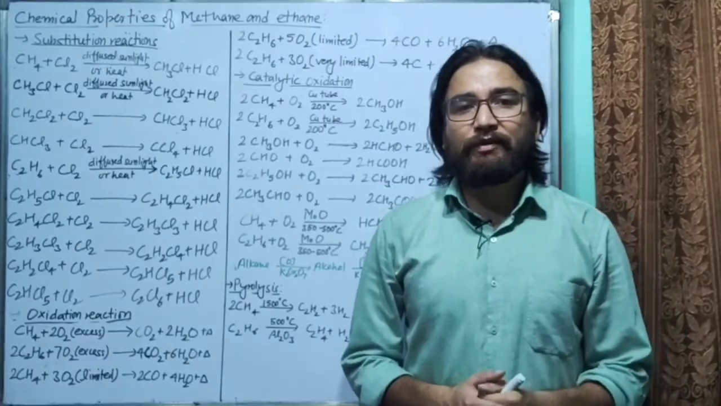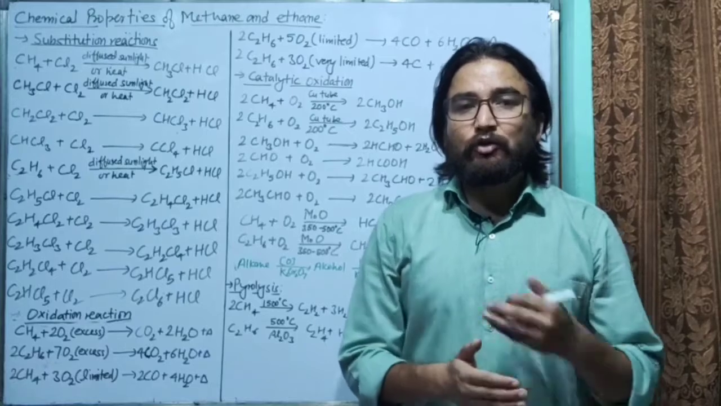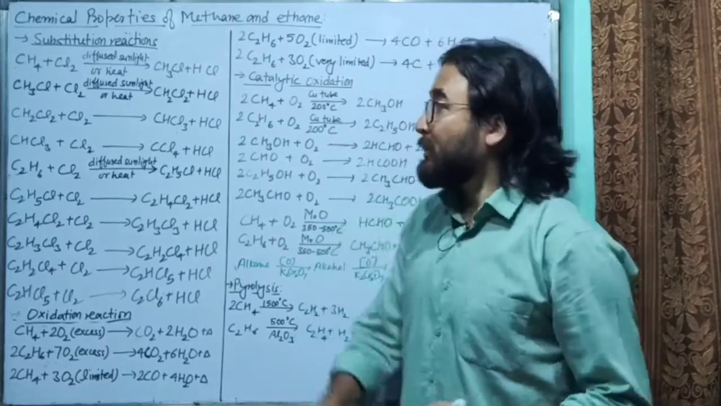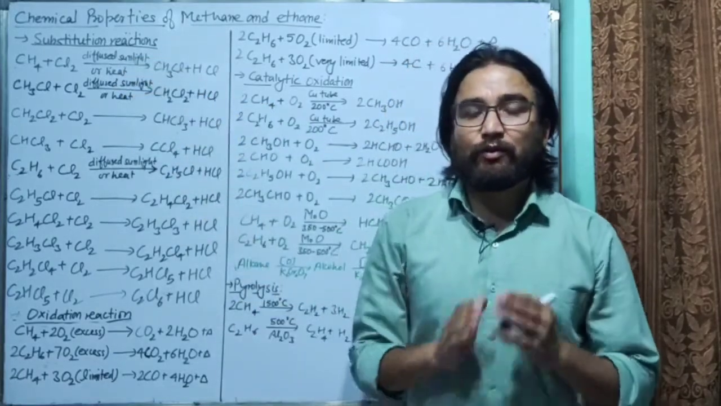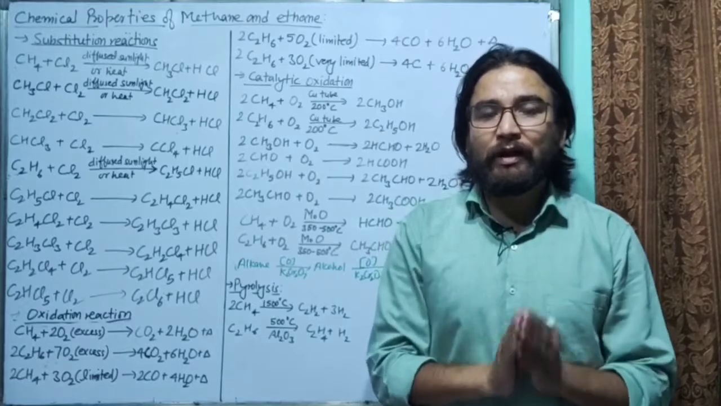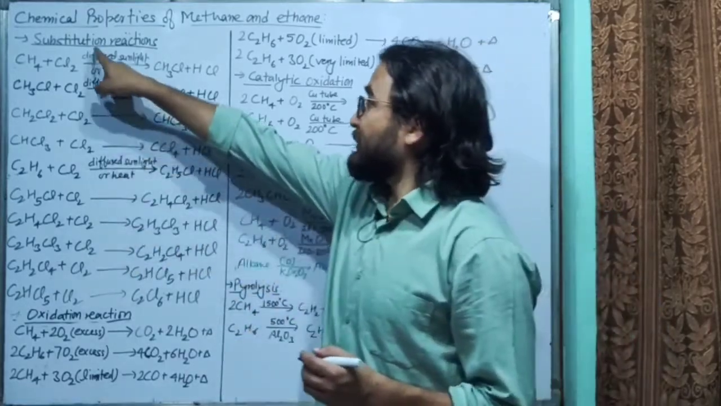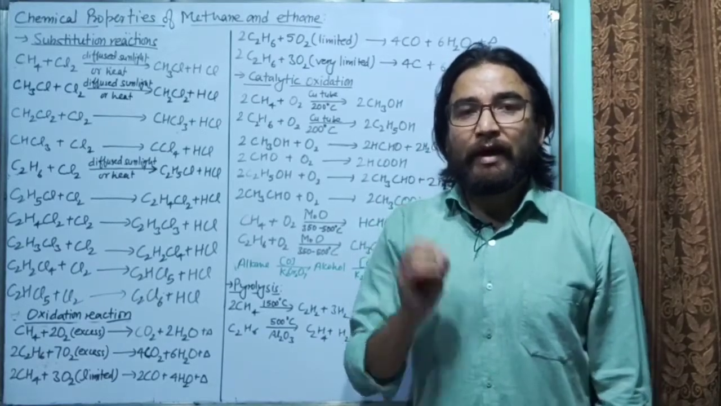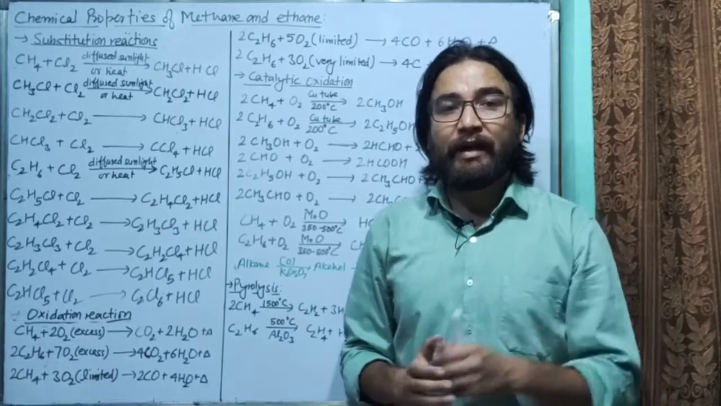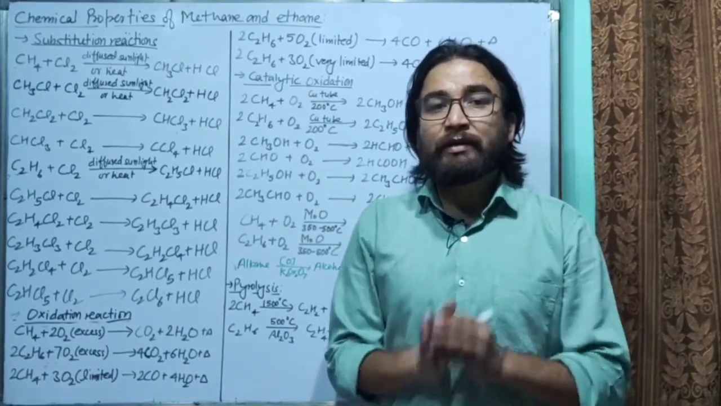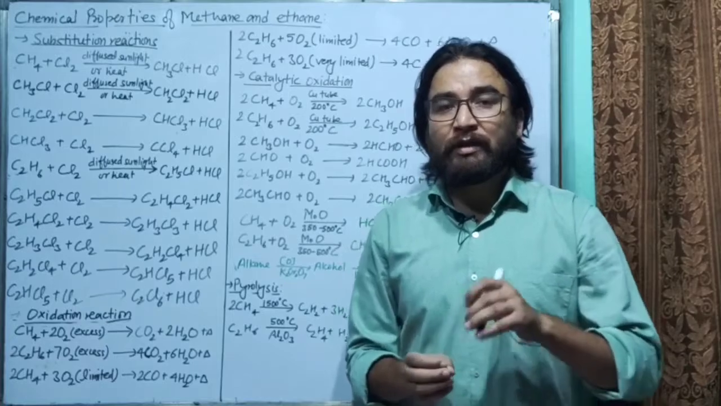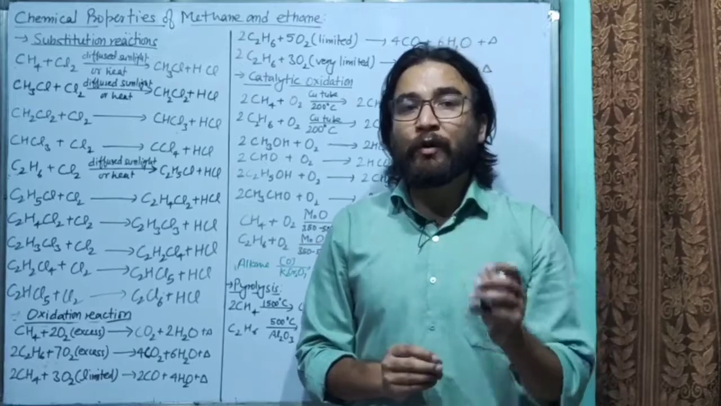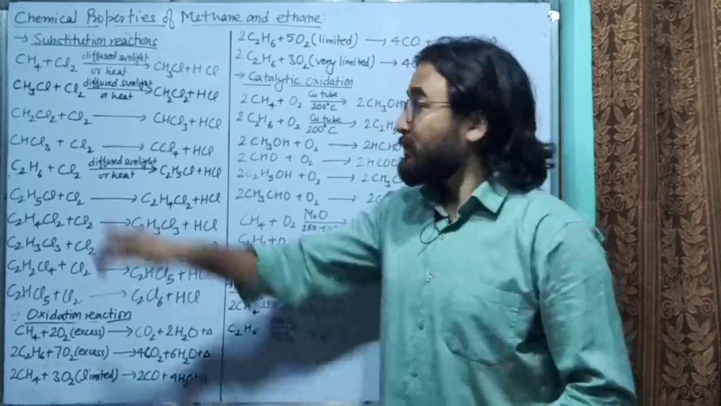Next is chemical properties of methane and ethane. There are so many chemical reactions of methane and ethane, and we will discuss all types of reactions. The first one is substitution reaction. First of all, we have to understand what substitution reactions are. As the name suggests, if any of the hydrogen atoms from alkanes is replaced by any other atom or group, then it is known as a substitution reaction. Substitution means a hydrogen atom is substituted by any other atom or group of atoms.